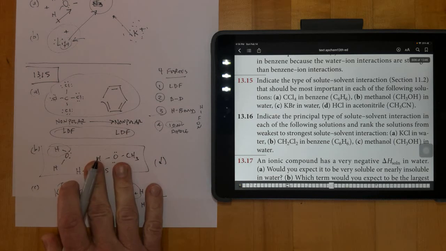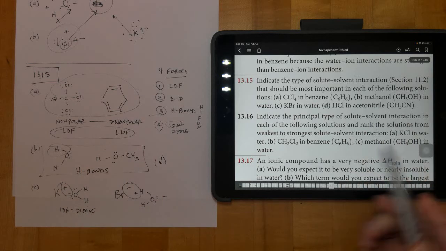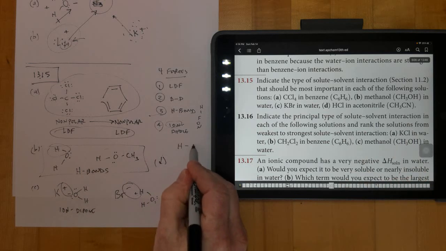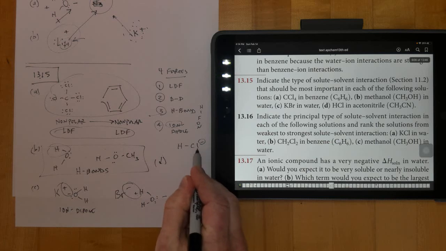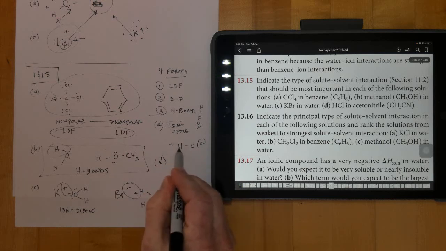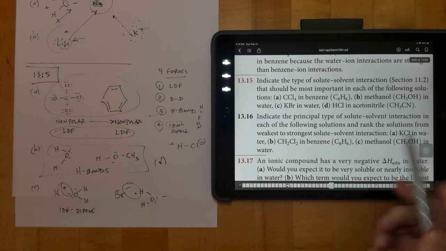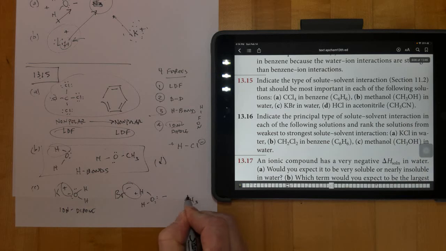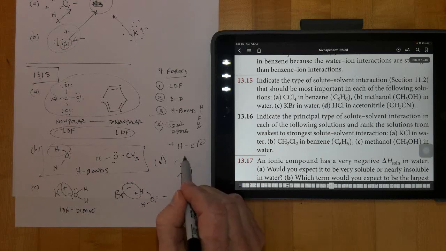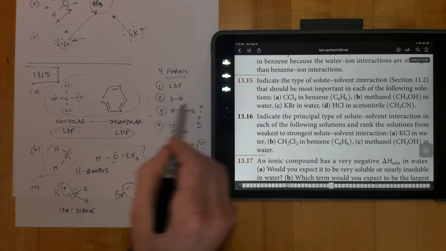And then lastly, letter D, we have HCl and acetonitrile. So HCl, of course, is a polar molecule where there's a negative charge here on the chlorine, positive charge here on the H. And then acetonitrile, it's going to have the CH3 down here, and that's going to connect to another C that's triple bonded to the N right here. And that would make a dipole going this direction, and it would be negative here on this side of the nitrogen.